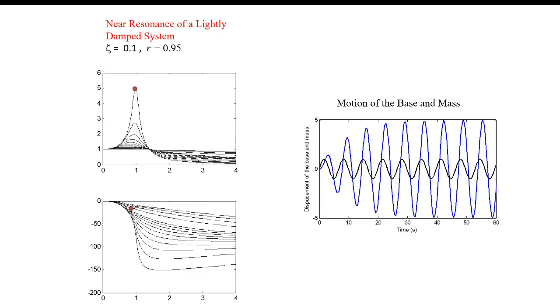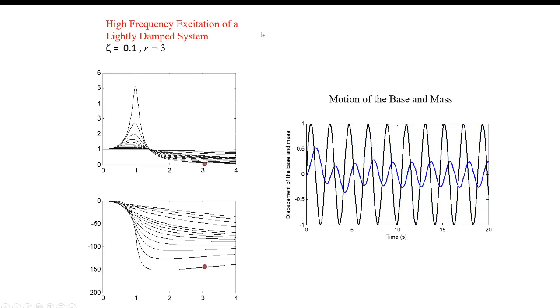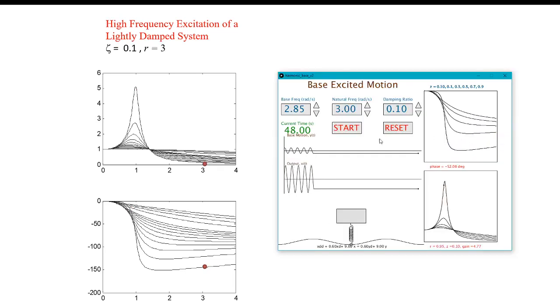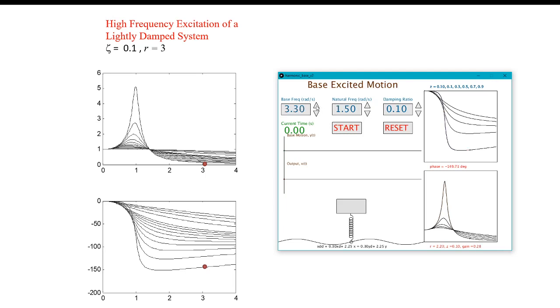Okay, now let's look at the next one. This is when R is 3. I'm thinking, why 3? I'm sure I have a good reason for this. Let's try it. I'm going to reset, and 3 times means the base frequency is about 3 times the natural frequency. So I'm going to have to reduce this. How about 1.5? Ooh, this is going to take a while. I'm going to try to go to 4.5. Here it is. So your base frequency is 4.5.